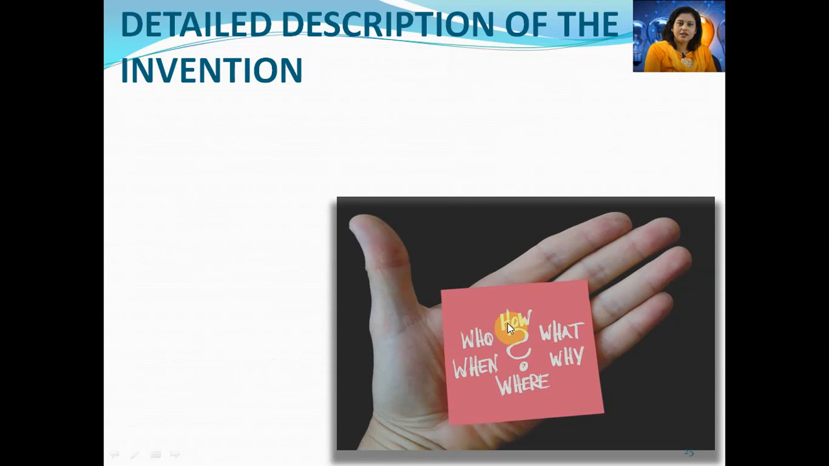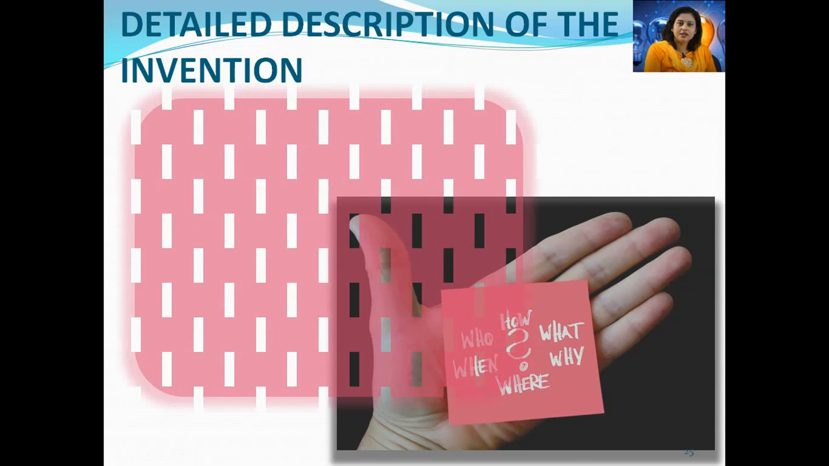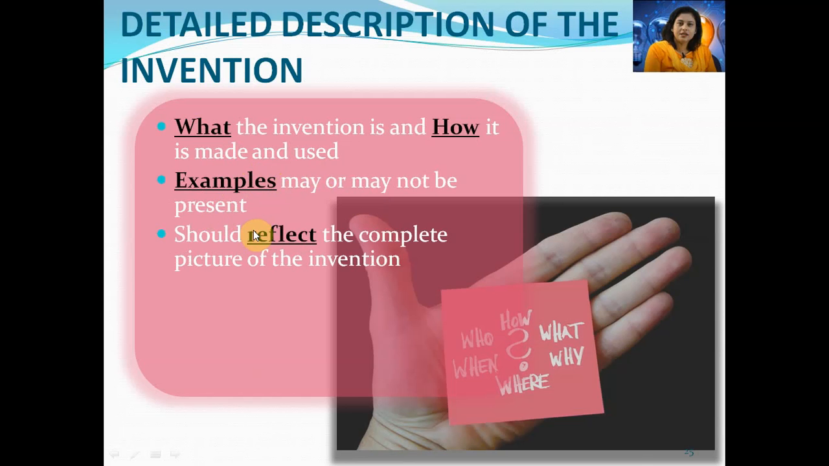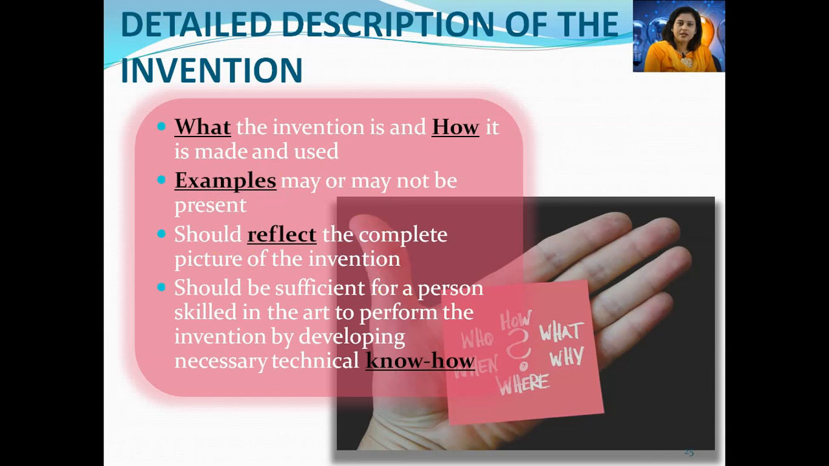Detailed description of the invention. We must know how to do it, what to do it, why we are doing it, where we should do it, when we should do, and who is doing it. So basically the detailed description describes in detail what the invention is and how it is made and it is used. Examples showing how the invention works in a particular application may or may not be present. It should reflect the complete picture of the invention and should be sufficient for a person skilled in the art to perform the invention by developing necessary technical know-how.